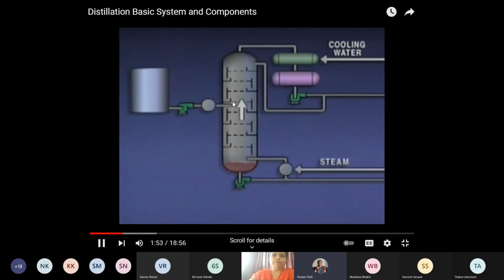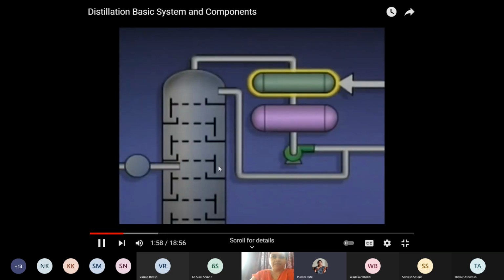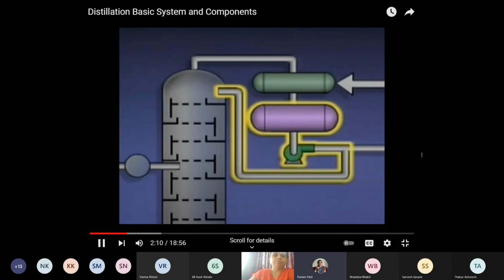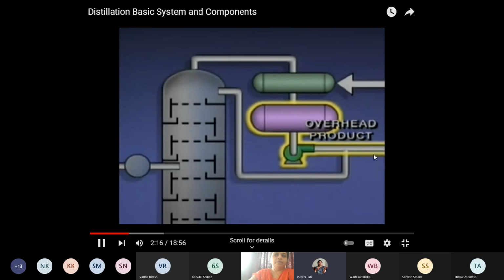So in the tower, what we require is mass transfer. So it is provided in the reboiler. This is a condenser. Vapor converted into liquid is collected in the accumulator. Part of that liquid is fed back to the tower and the other is taken away as distillate.